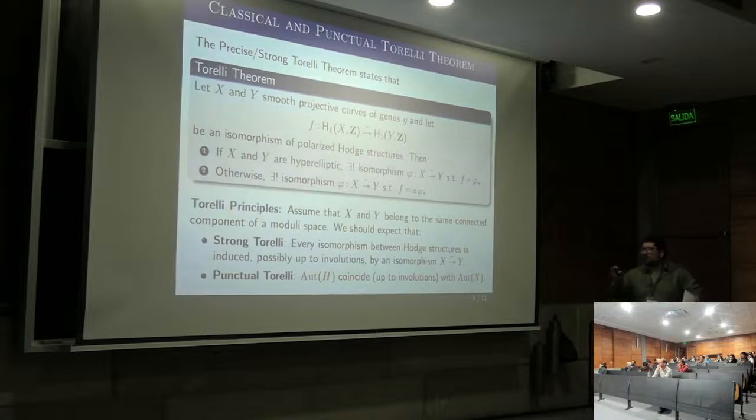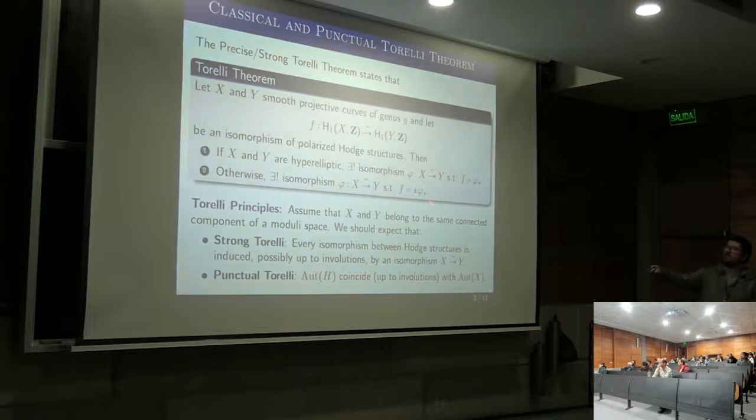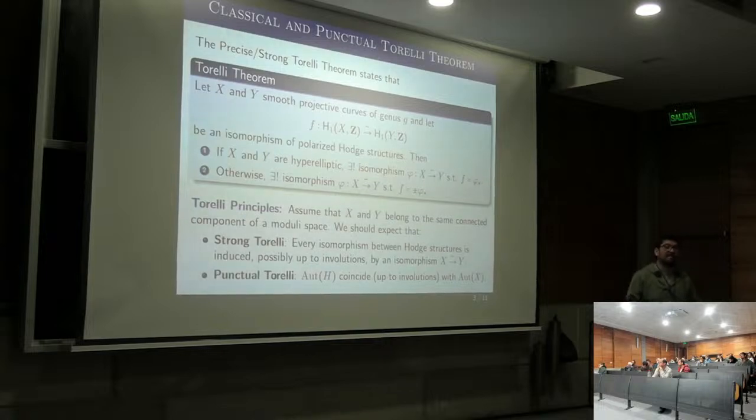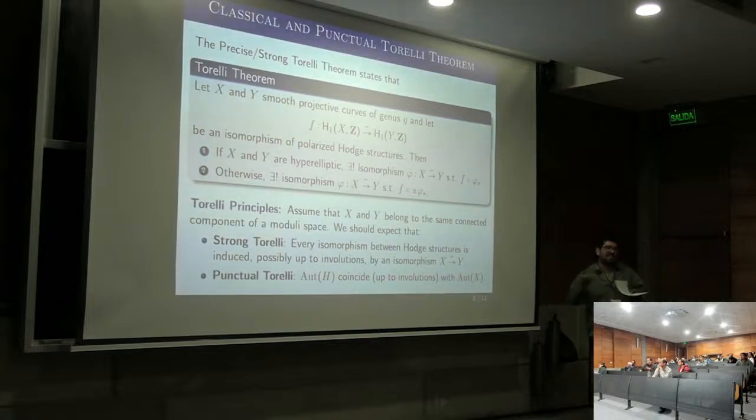So the punctual Torelli theorem would say that, by specializing X equal to Y, more or less the automorphisms of the Hodge structure coincide, up to involutions, as we already see in the case of curves, with the automorphisms of your variety. This is the expectation. It's a consequence of the strong Torelli theorem principle. Okay? Questions so far? All right.